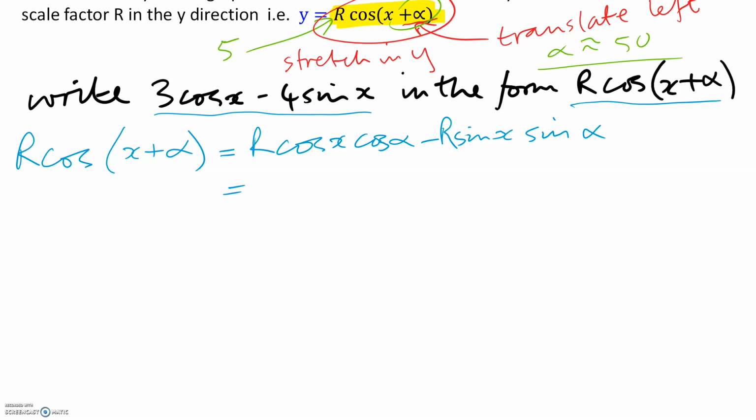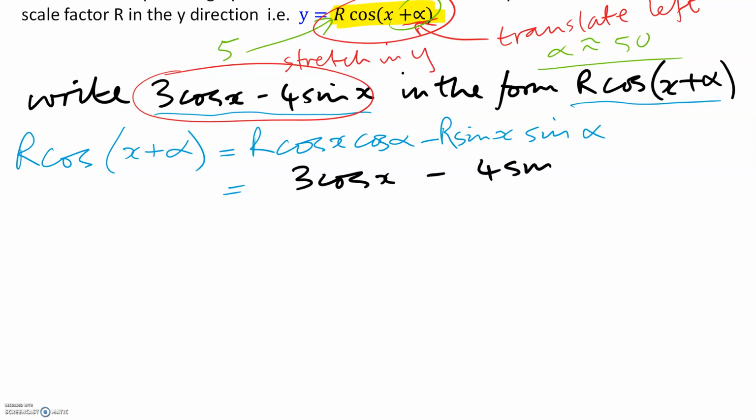Now if we compare that with what we've got here, this equals, I'll just write it down here, that equals 3 cos x minus 4 sine x. So if we compare this row with the row above it, we've got cos x here and cos x here, and so r cos alpha must equal that 3.